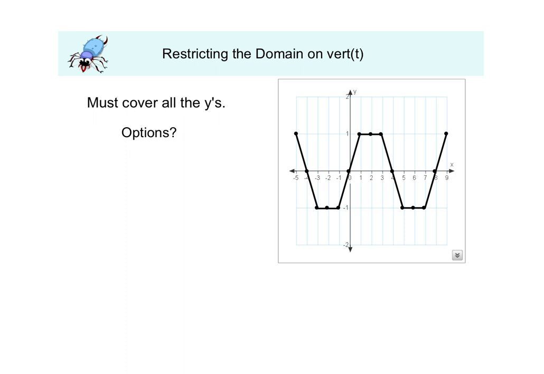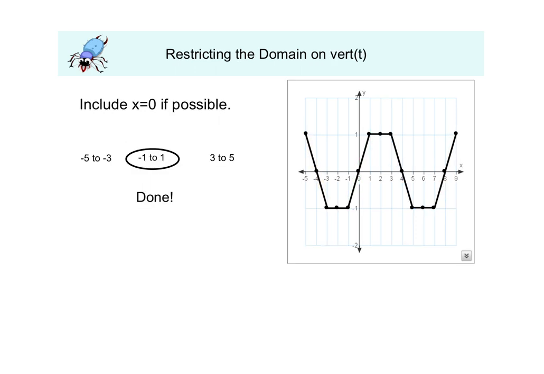Now let's find the restricted domain for the vertical of t. Same idea. You want to cover all possible y values and choose a one-to-one section. That covers all my y values from -1 to 1, and it is a one-to-one section, so it could be there, it could be here, it could be here. There are infinitely many one-to-one sections I could choose. So I have some listed here.